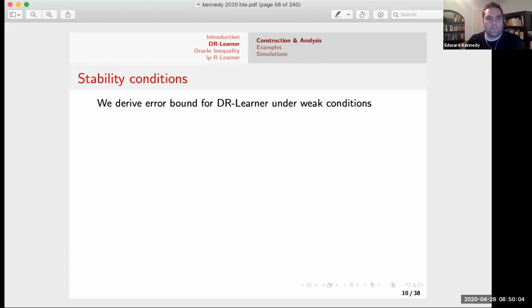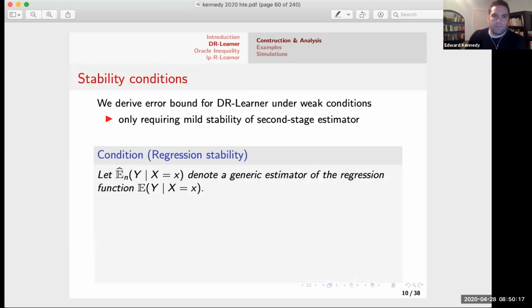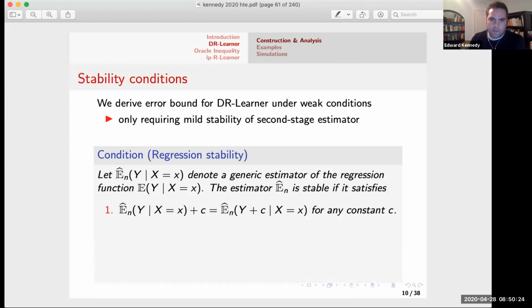So we're going to give an error bound for this procedure that works under very weak conditions, but we're going to need some stability of the second stage estimator. So we don't actually have to assume anything about the first stage. The second stage, we have to use this mild stability condition. By stability, I mean that this regression in the second stage has to satisfy this property. If we add a constant to our estimator, it behaves the same as if we add a constant to our outcome and then do the regression. So adding a constant pre versus post regression is the same.